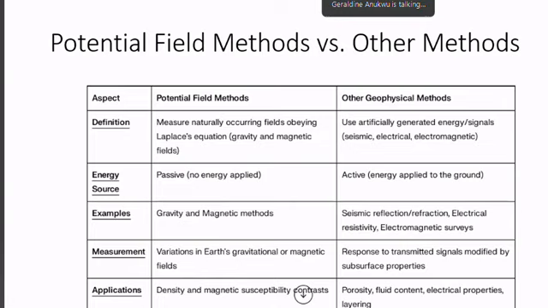So for us to effectively define the potential field methods, what I need you to say is very simple. The potential field methods measure naturally occurring fields, and they obey Laplace's equation. While other geophysical methods do not obey Laplace's equation, and most times they are artificially generated. Please take note of the caveat. Not all other geophysical methods that are not potential fields are active. Just like I told you, we have ambient seismic methods. So you have to be very careful about that. I'll try and rephrase this in your notes so that you will not be confused.